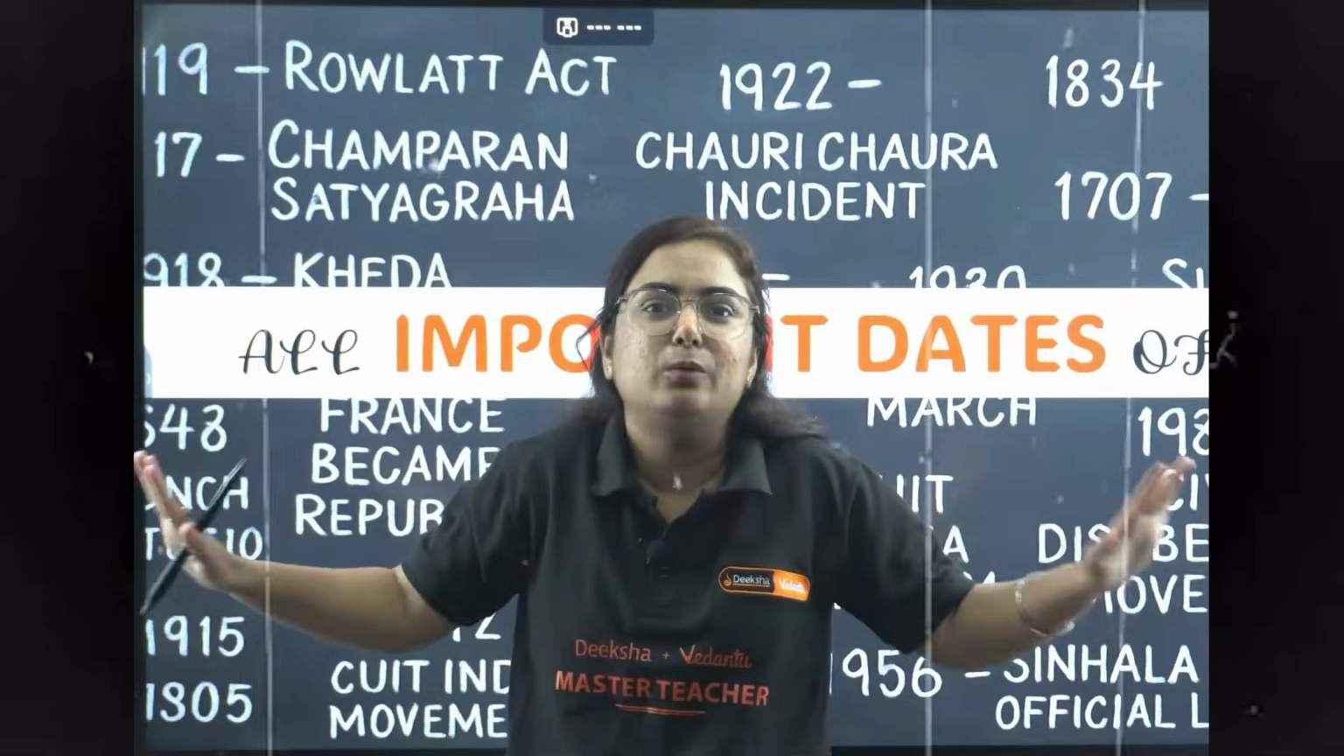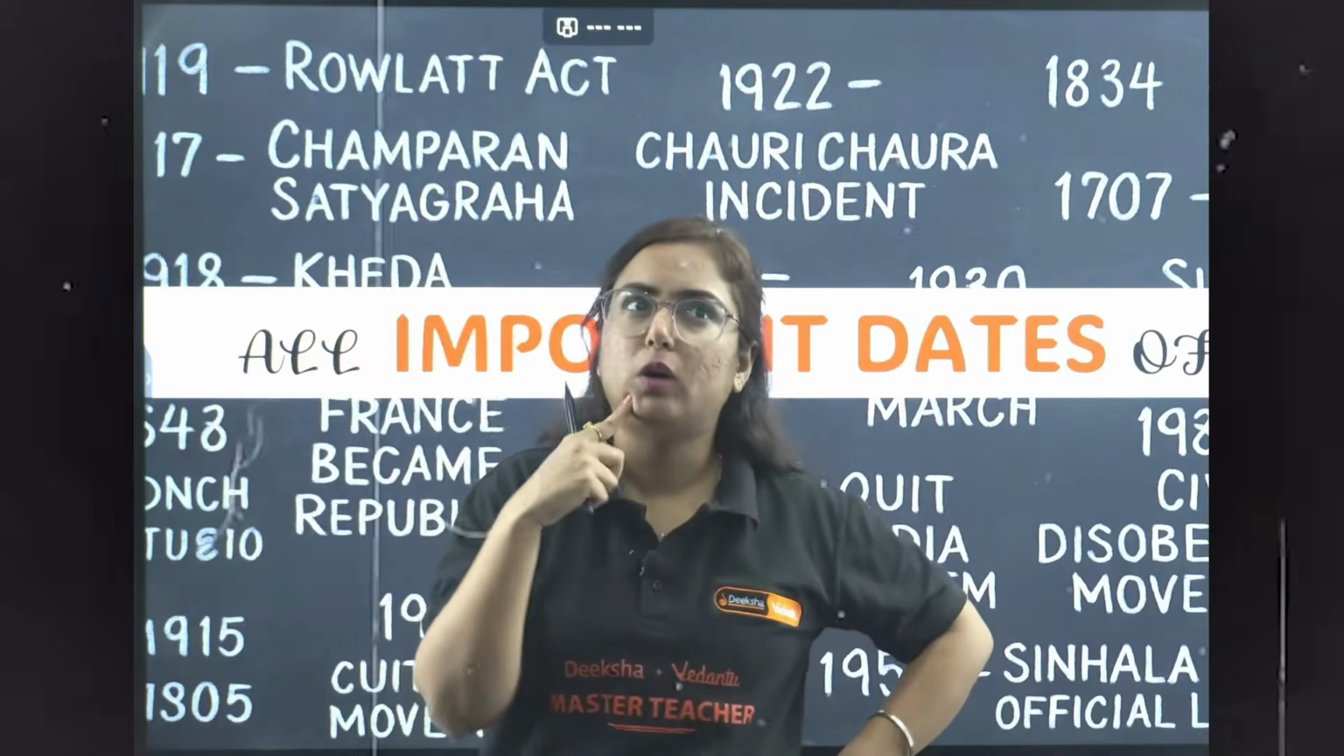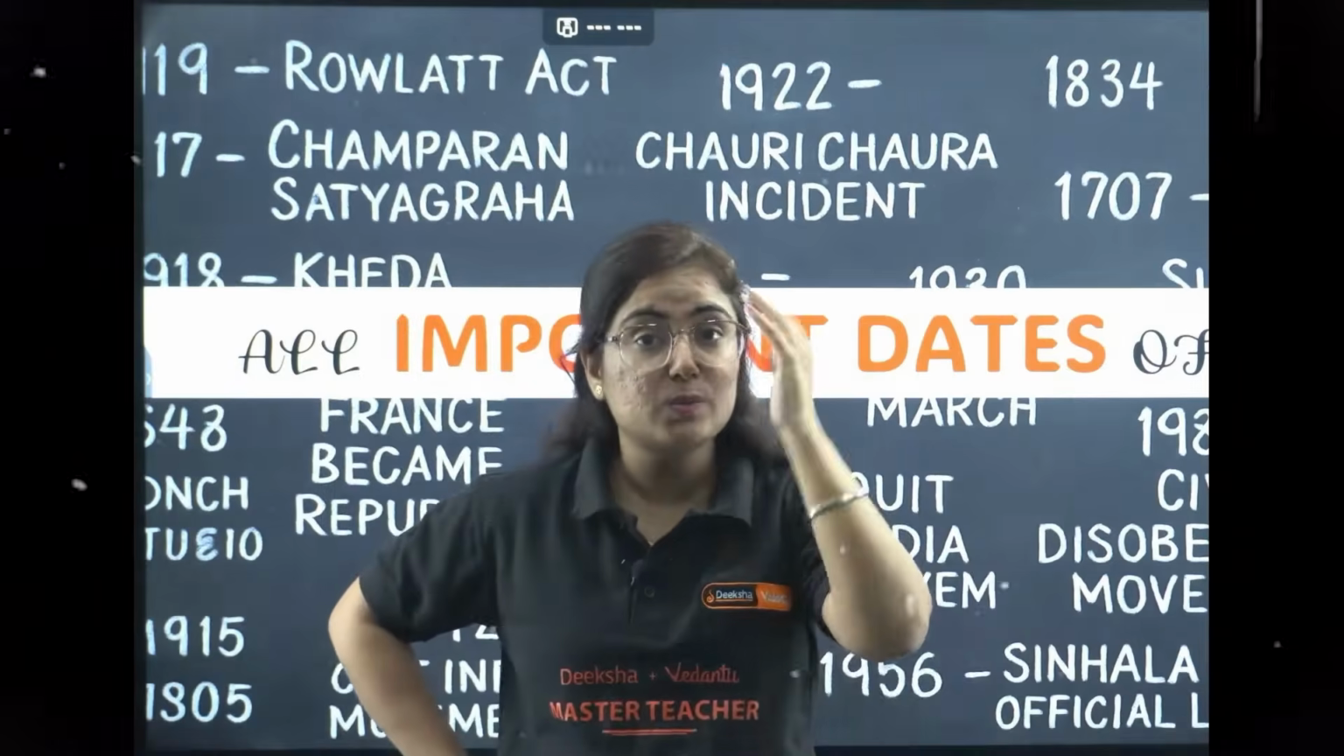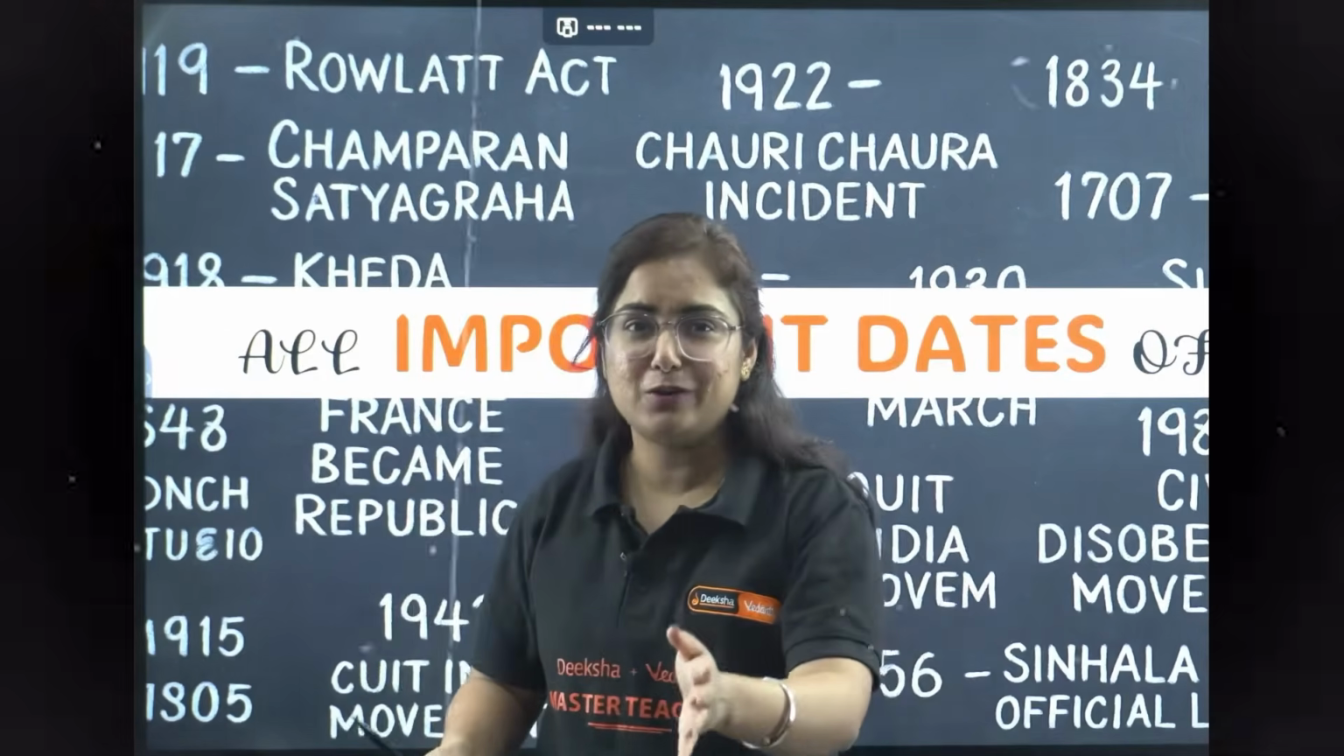Bro, I am done with dates. 1919 it was Rowlatt Act, France became a republic. What else was there in 1918? I have a surprise for you.